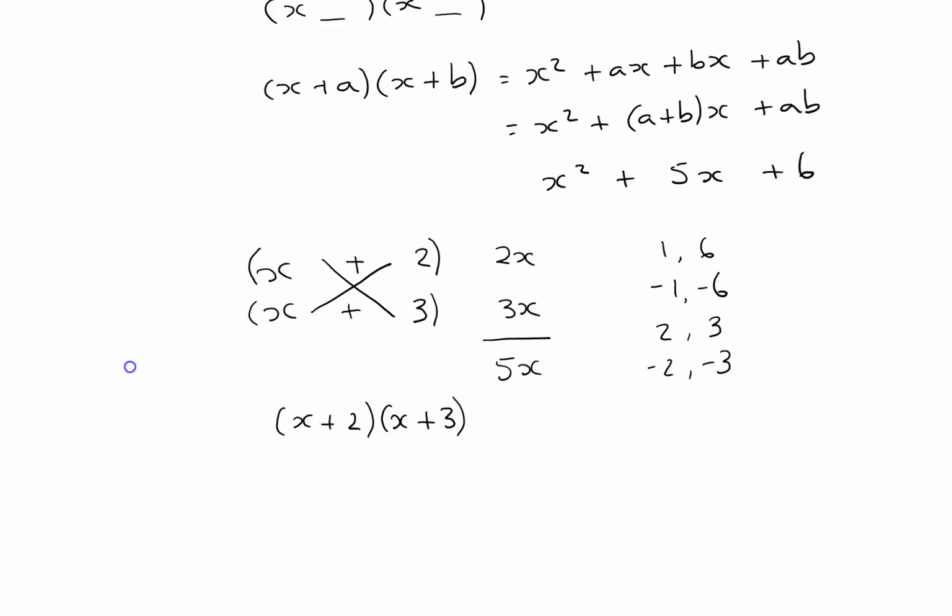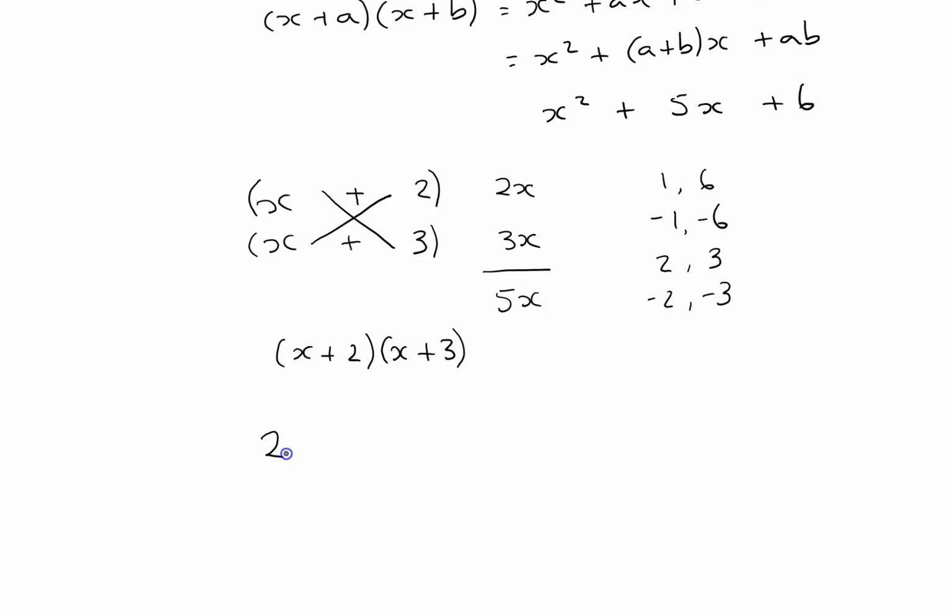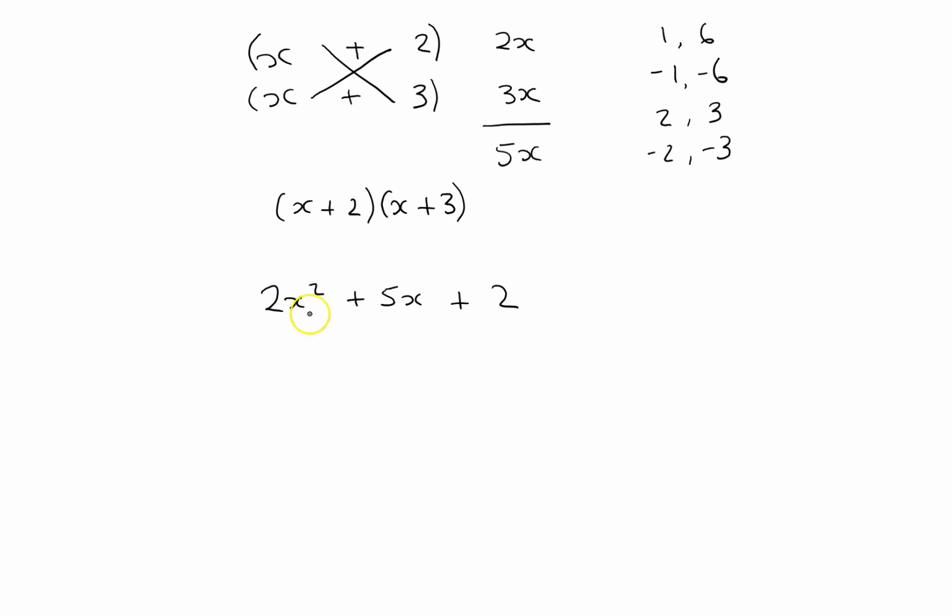I'm now going to do a slightly harder example. I'm going to factorize 2x squared plus 5x plus 2. Now in this case, because our first term is 2x squared, in our brackets we must have a 2x multiplying an x in order to give us that first term of 2x squared. So my cross method is going to have a 2x and an x written down before the cross lines, and I'm going to look for factors of plus 2. So this could be 1 times 2 or minus 1 times minus 2.